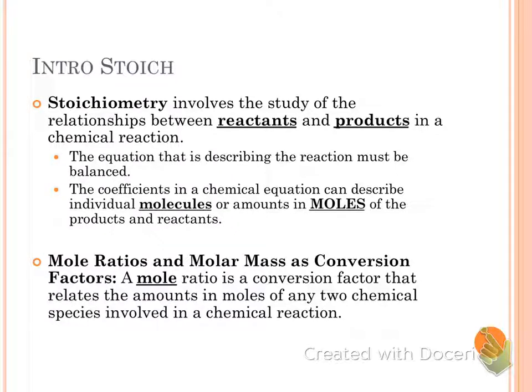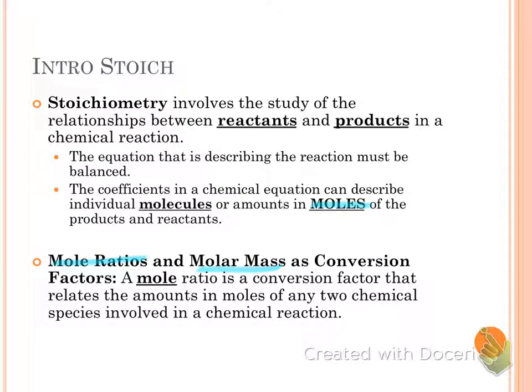The equation describing your reaction has to be balanced because we need those balanced coefficients to describe the number of molecules or the amount of moles of those products and reactants that we need and what is being formed. Most of the time we're looking at those coefficients as moles, and those become our mole ratios, which we can use as a conversion factor. We're going to have to use that along with our molar mass.